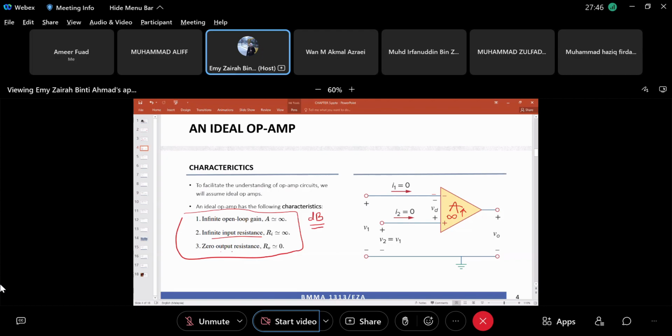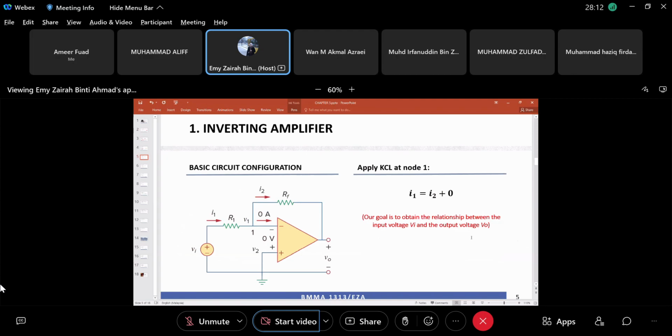And zero output resistance. Zero output resistance means that all the currents want to flow through the output, because the input resistance is infinite and the output resistance is zero. So these three characteristics are important in order to understand how we can analyze the circuit later. Okay, this is the first one for this morning. You need to understand, not memorize, just understand.